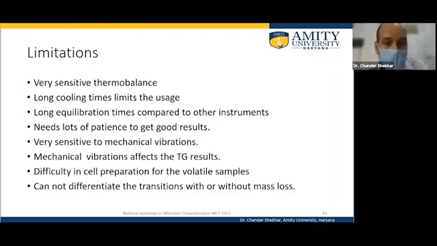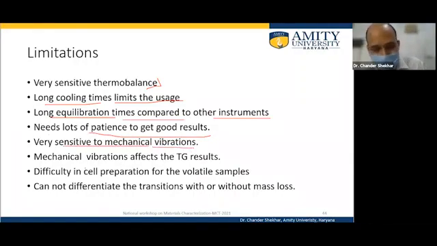What are the limitations? It's a very sensitive thermobalance. It is a limitation in the sense that while using the thermobalance, one should be very, very careful. One small mistake can ruin the entire instrument. The long cooling times at times are again a limitation. But to address that, there are fast scan DSCs, and equilibration times, this is the nature of the instrument. We cannot eliminate that. We need a lot of patience to get good results.